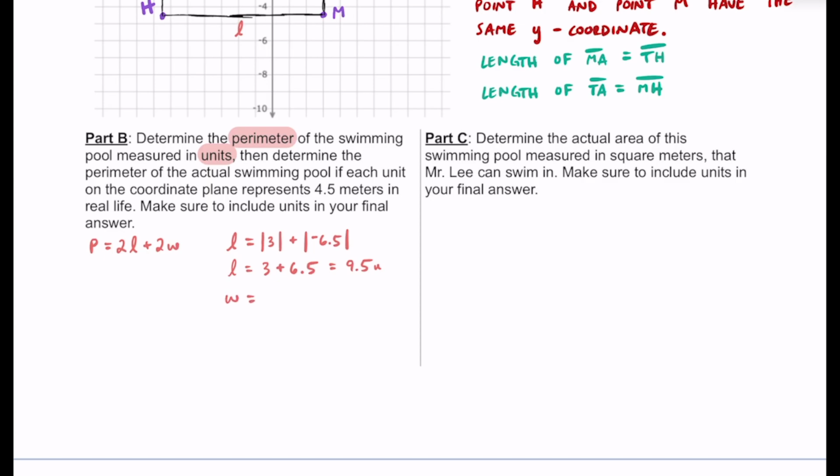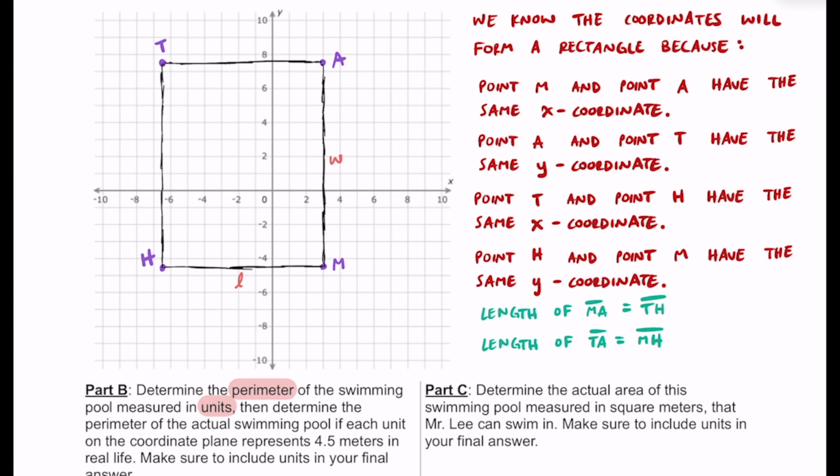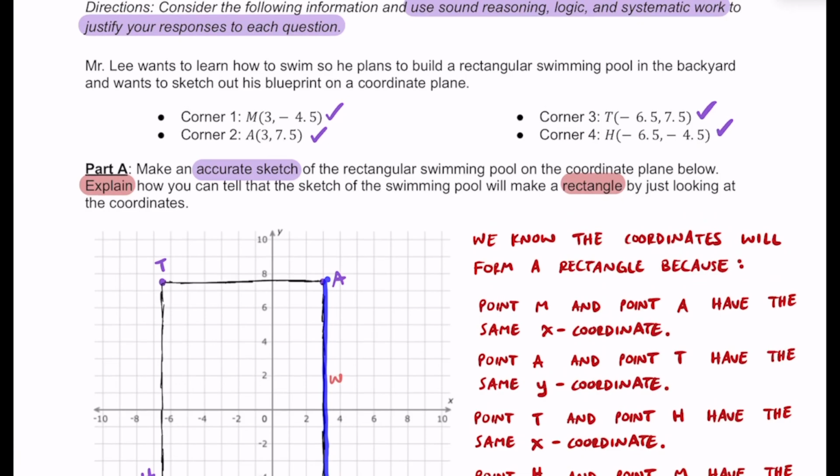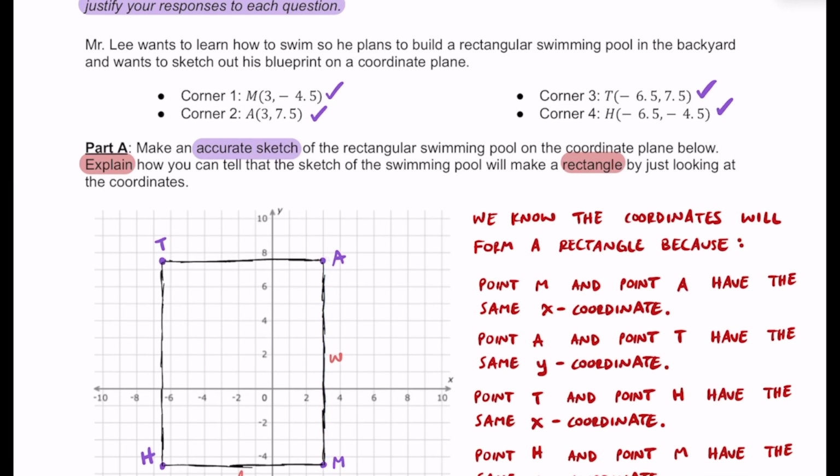The width here, on our picture, looks like it's going to be from A all the way to M. So let's see what the coordinates are here. We have A over here at 3, 7.5, and we have M at 3, negative 4.5. They have matching x coordinates, which makes sense. They're vertical of each other. And so we just have to find the distance between negative 4.5 and 7.5.